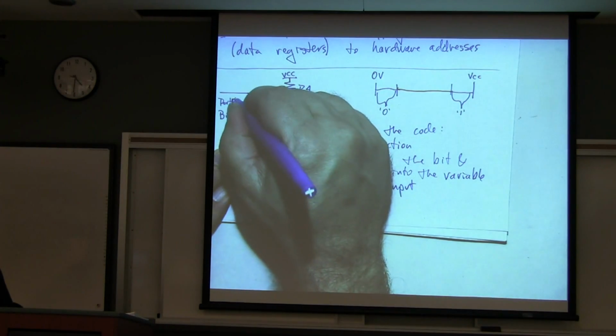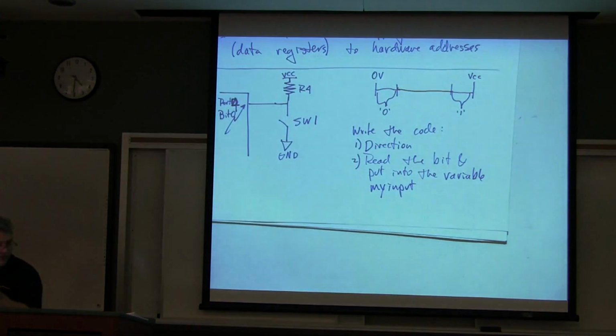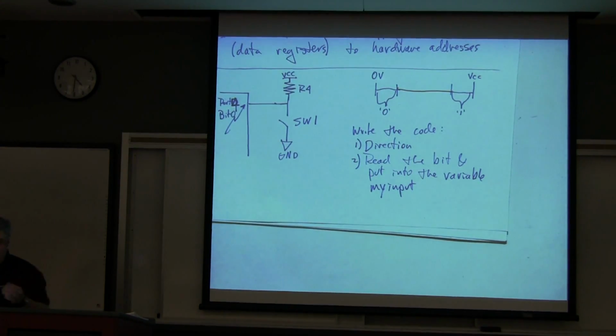Here, I'm going to change it. So I'm going to call this port 4. So just call it port 4. Just change the D to 4. Come on, you got erasers, right?